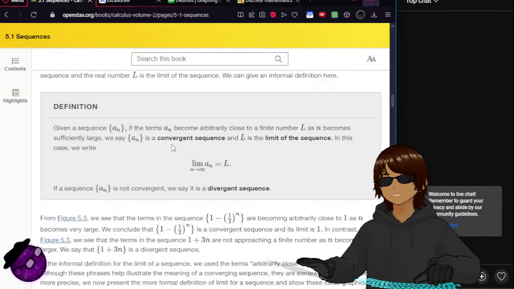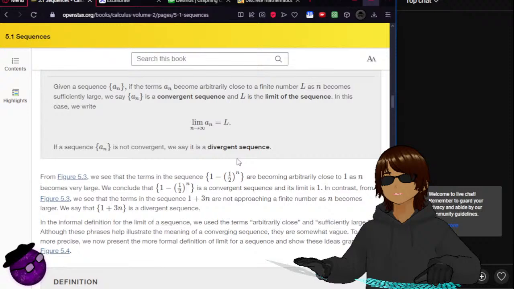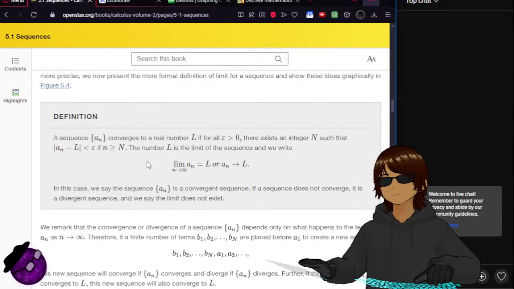Convergent: given a sequence a_n, if the terms a_n become arbitrarily close to a finite number L as n becomes sufficiently large, we say a_n is a convergent sequence and L is the limit of the sequence. In this case, we write limit as n goes to infinity of a_n is L, otherwise it's a divergent sequence.